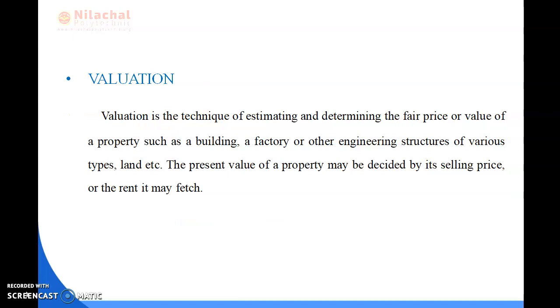Then we discuss valuation. What is valuation? Valuation is the technique of estimating and determining the fair price or value of a property such as a building, a factory or other engineering structures of various types, land, etc. The present value of a property may be decided by its selling price or the rent it may fetch.